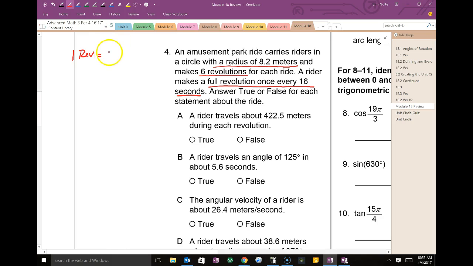So the radius in our case is 8.2. 2 pi is our angle. So somebody's got a calculator that can tell me the complete distance of one full revolution.